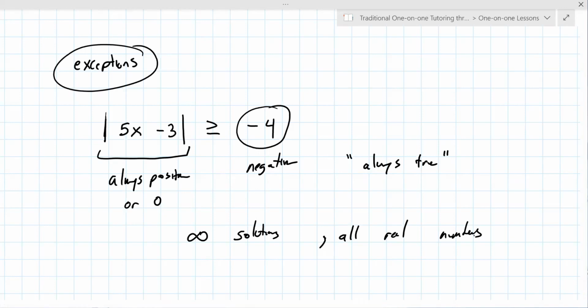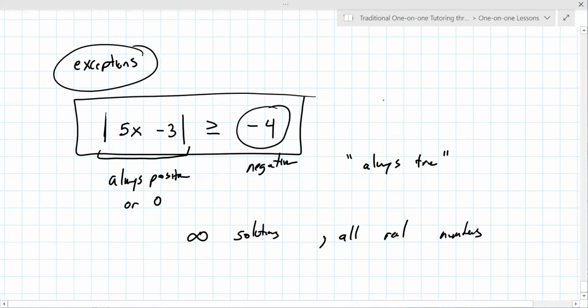All right, so then I just write that. Yes. And you have to be on the lookout for this. It's either one of these forms: the absolute value is something greater than or equal to a negative number, or the absolute value is something greater than a negative number. This is always true.